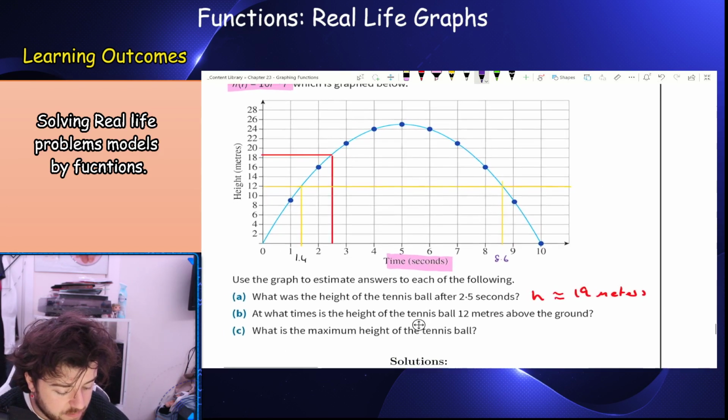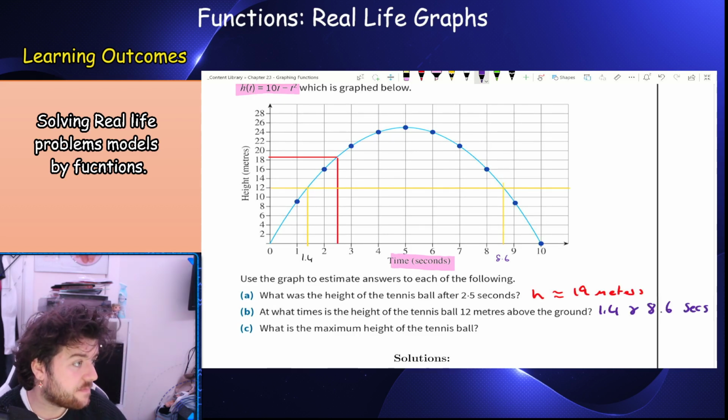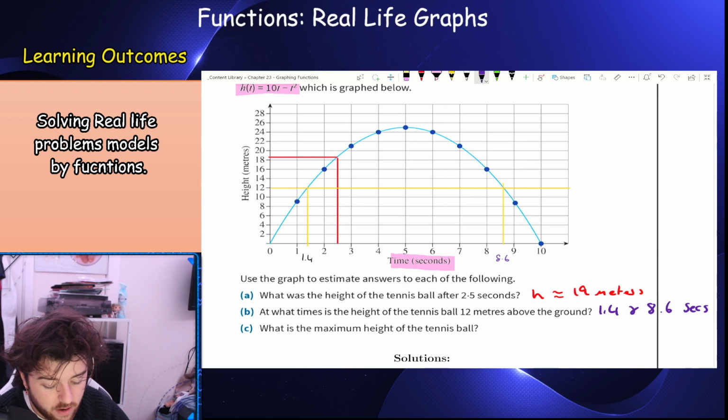So at what time is the ball 12 meters above ground? So it is 1.4 and 8.6 seconds. Then what is the maximum height of the tennis ball? Again, use my graph. So remember, my y-axis is my height. So my biggest y value is at the apex here, this point here. So maximum height happens at 5 seconds, and then I read the point here, and my height is going to be 25 meters. So the maximum height of my ball is 25 meters.